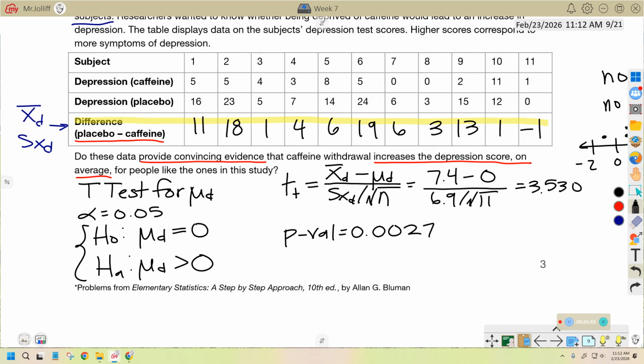Oh, so that mu naught, that's the value in your null hypothesis. What's the number in our null? Oh, 0. Yep. Okay, and then go down to calculate because everything else looks like it's correct. And then enter. There you go. Perfect.